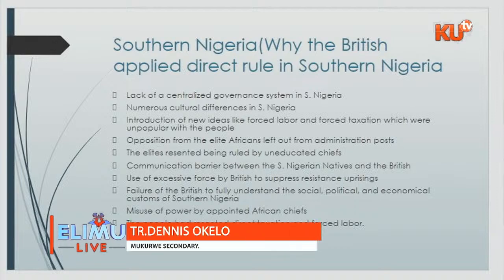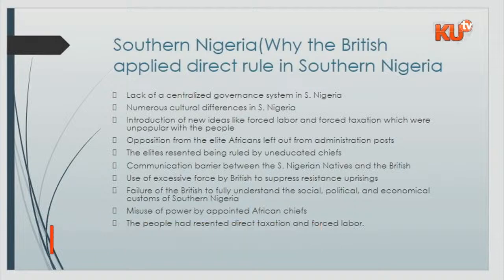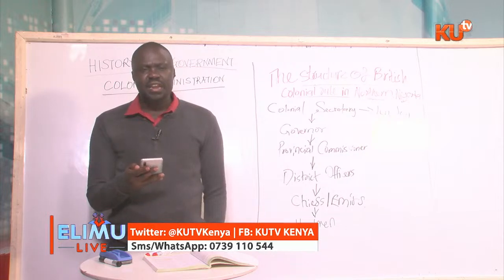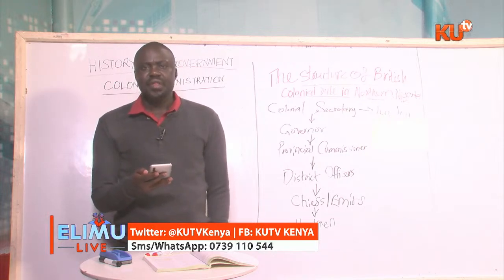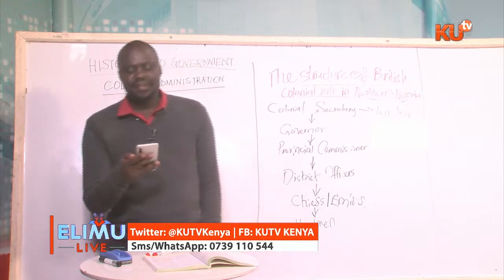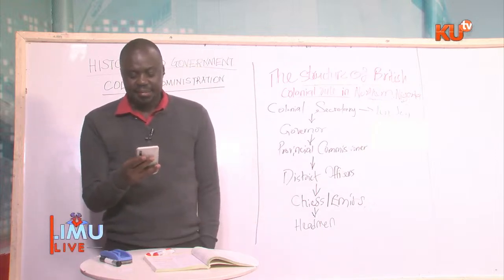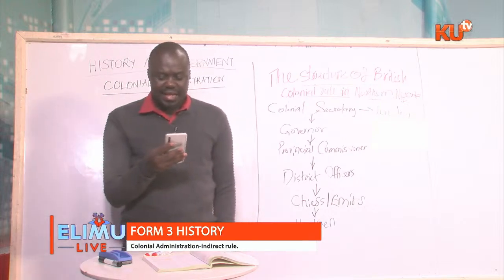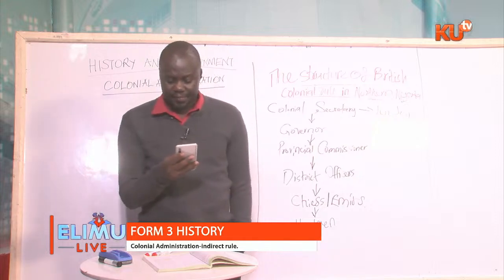Then again, there were numerous cultural differences in southern Nigeria. Unlike northern Nigeria, which was predominantly made up of three or four tribes, in southern Nigeria there were various cultural differences. The Igbo alone is a tribe, but the Igbo alone had over nine subcultures under them. It meant that most of these communities really had cultural differences.